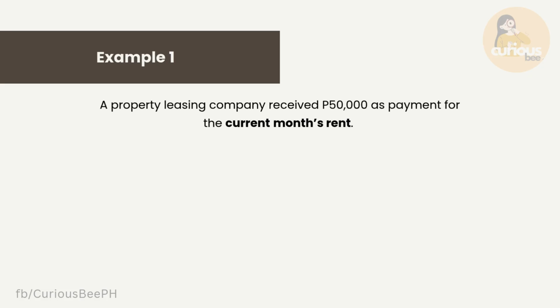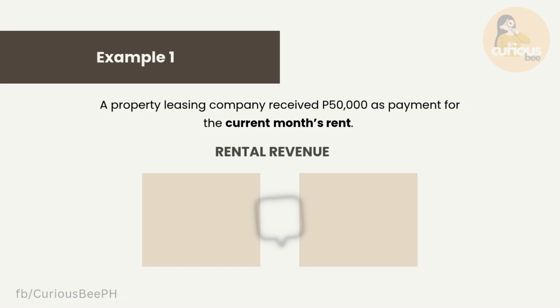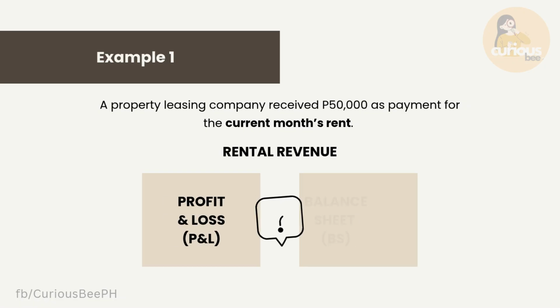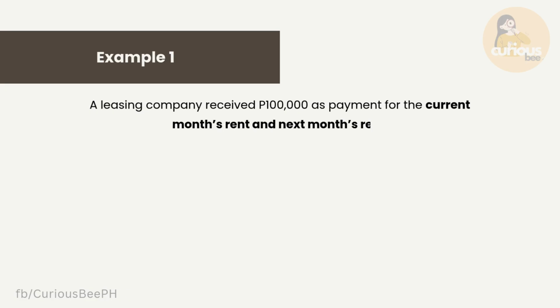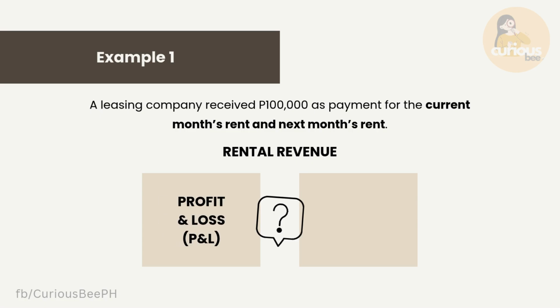Let's do some examples. A property leasing company received 50,000 pesos as payment for the current month's rent. Should this rental revenue go to P&L, or should it go to the balance sheet? It should go to P&L because it is payment for the current period, which means it is already earned by the company. But what if the leasing company received 100,000 pesos as payment for the current month's rent and next month's rent? Should this go to P&L or the balance sheet?